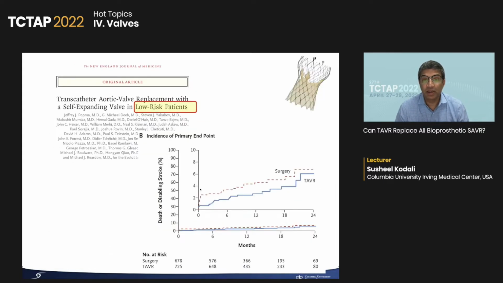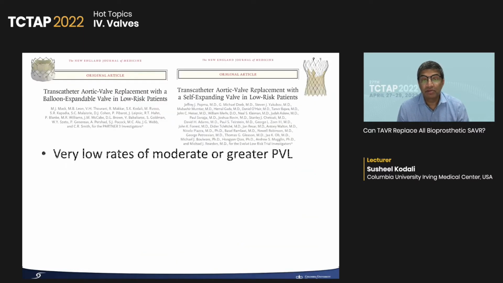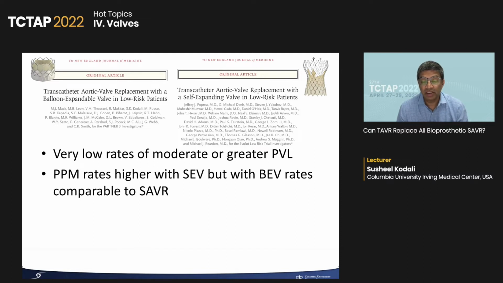The CoreValve study, again in low-risk patients, showed very good results in terms of death or disabling stroke, numerically lower but not significant compared to surgery at the 2-year endpoint. They showed good hemodynamics with larger valve areas than with surgical AVR. These two large data sets in low-risk patients showed that, at least at the earlier time points of 1 or 2 years, TAVR had very low rates of moderate or greater PVL, in the low single digits, 1 to 2%. The pacemaker rates in this series were a little bit higher with self-expanding valves, though there has been more recent data that the rates may be lower. At least with balloon-expandable valves, they're comparable to surgery.